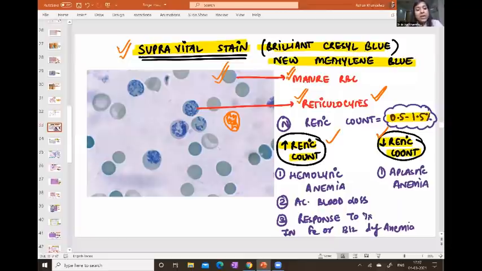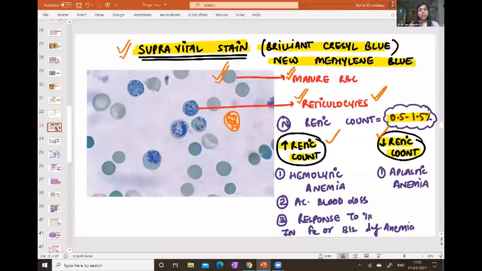Then decreased retic count, reticulocytopenia. Obviously, whenever the bone marrow gets suppressed, the retic count will get reduced. So it can be aplastic anemia, right? This image is a very, very important future question that can definitely be asked in the exam. And on this topic of reticulocytes, there are approximately 6 to 7 questions which we have already discussed, right?